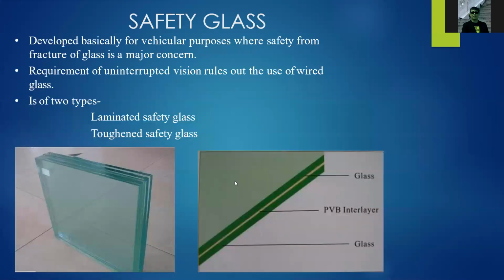Safety glass is developed basically for vehicular purposes, where safety from fracture of glass is a major concern. There is a requirement for uninterrupted vision, unlike the wired glass, because if you use a wired glass for automobiles, it will distract the vision because of the wires. So they invented the safety glass, and there are two types of safety glass. We have the laminated safety glass and the toughened safety glass.